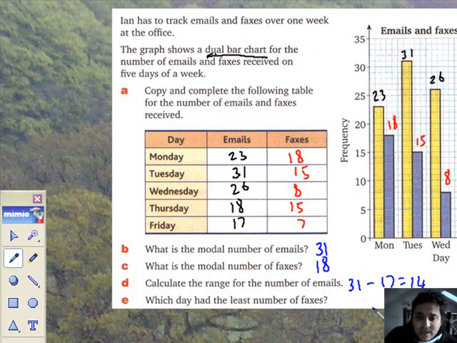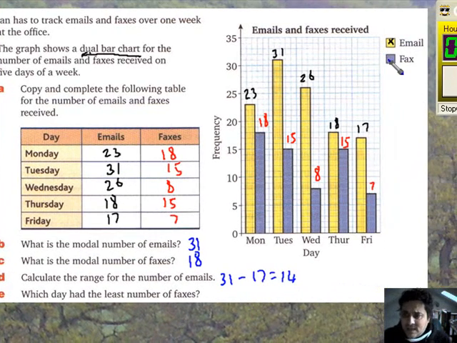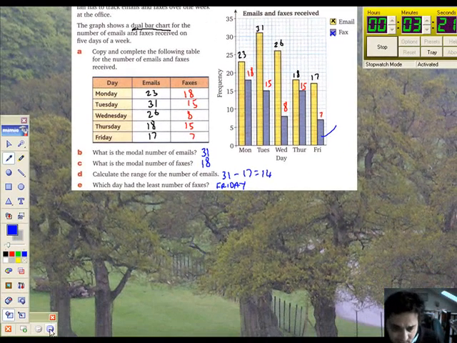On what day, which day had the least number of faxes? So faxes, that little blue one there. Least number is the smallest bar. That one, Friday. So you can write down Friday here and get a mark and be really happy. Alright, full marks for us, me included.